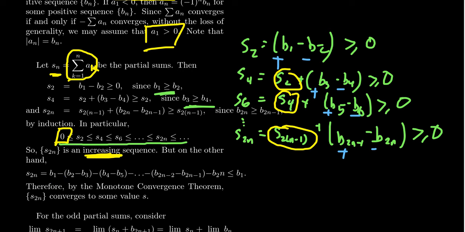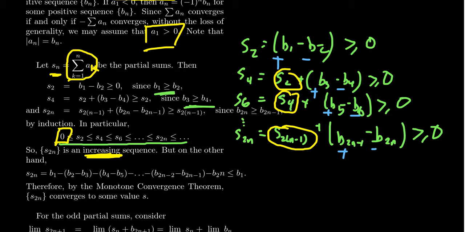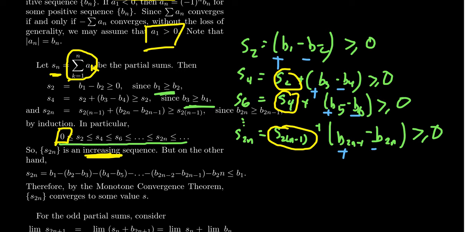Those things are always positive numbers. So you have B1 minus something, minus something, minus something, minus something. These things are getting smaller, smaller, smaller, smaller. And so what we see here is, in fact, that S2n is bounded above by B1. And so we see that all terms here are bounded below by 0 and bounded above by B1. So in summary, S2n is bounded above by B1 and bounded below by 0.